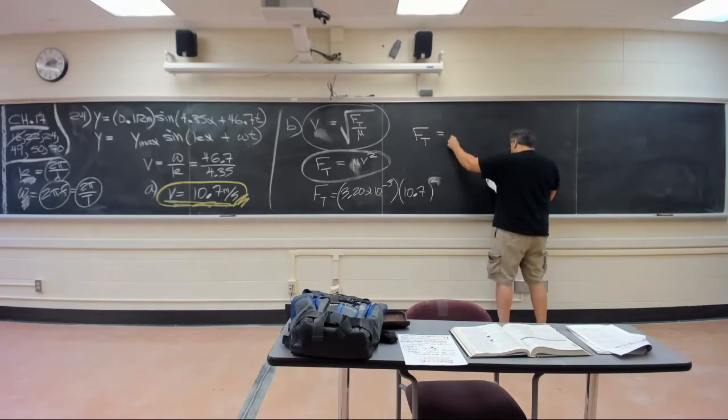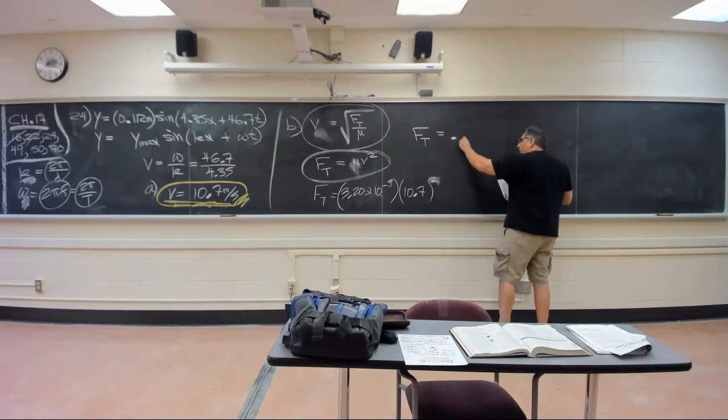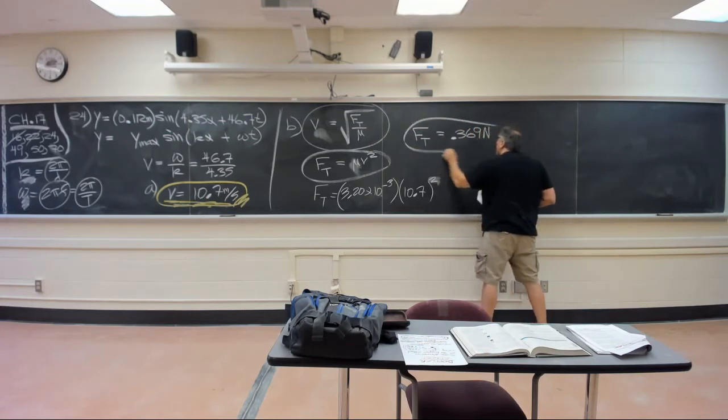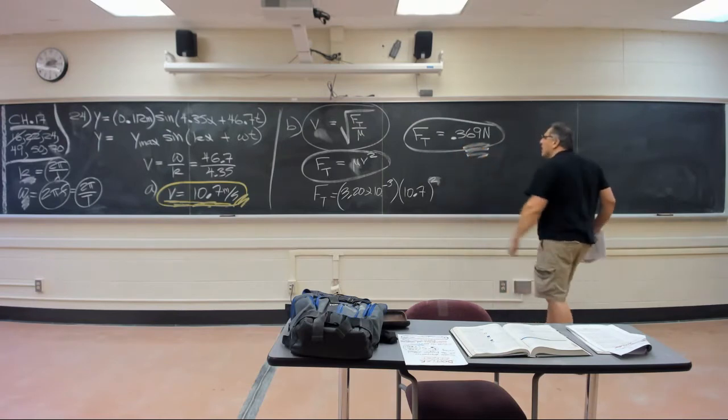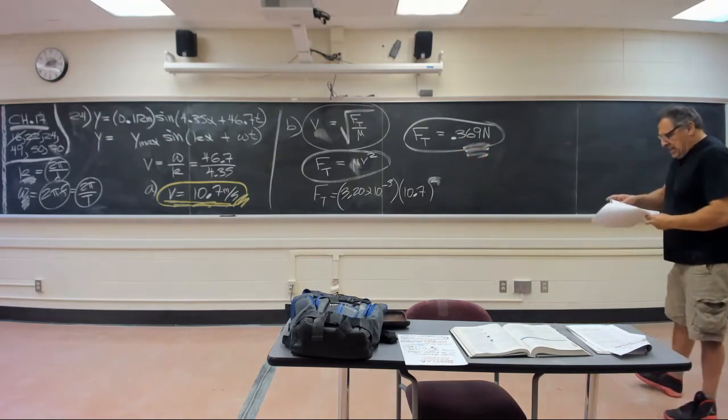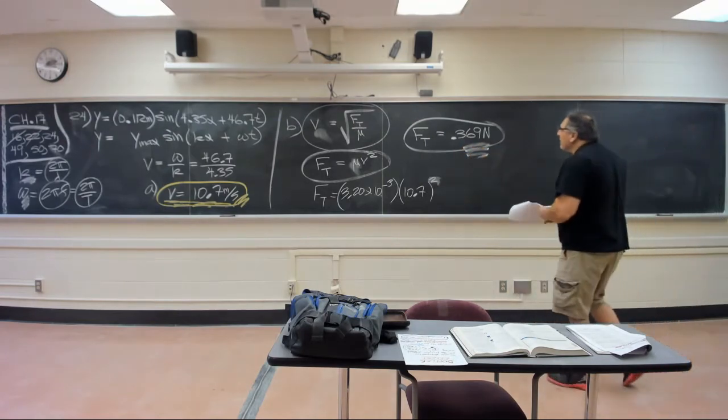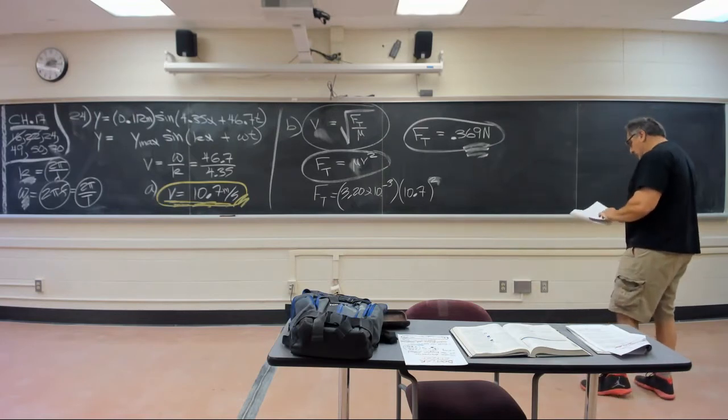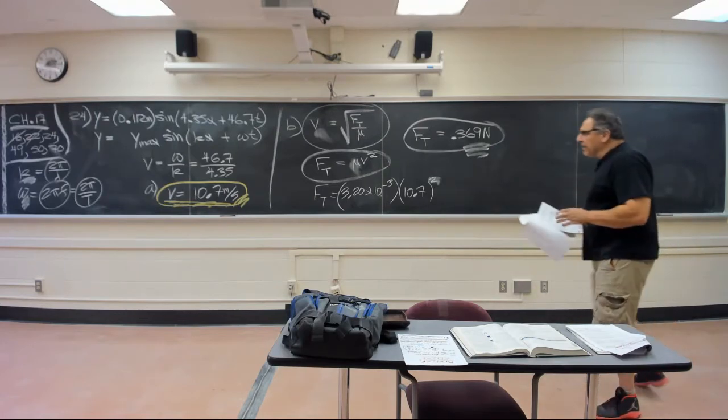I wrote it different ways here. I got 3.688. Initially, I got 0.368812, or 0.369. And that's it. That is 24, you guys.